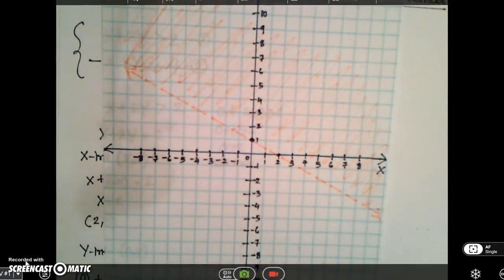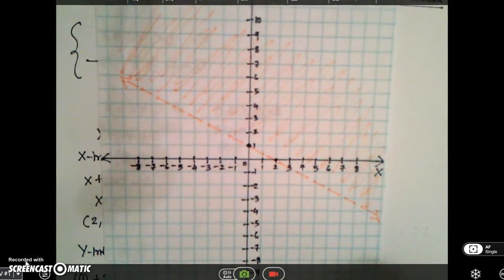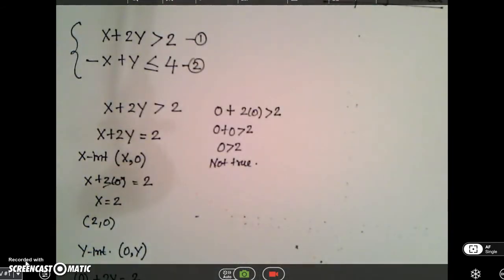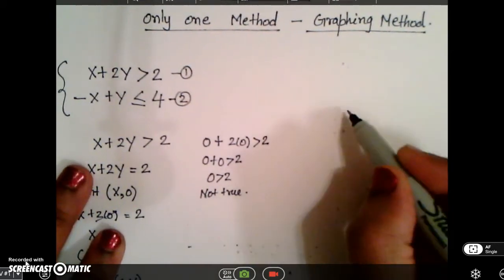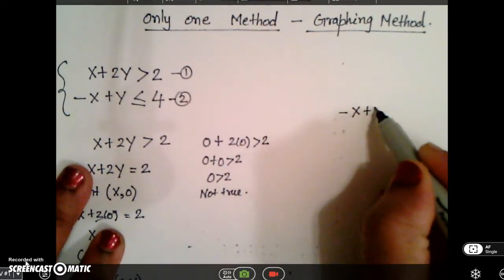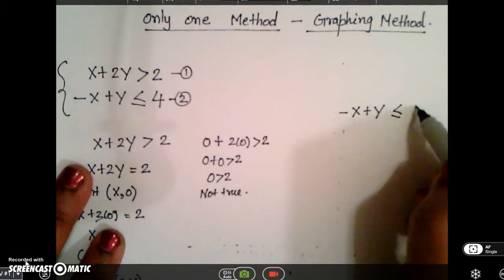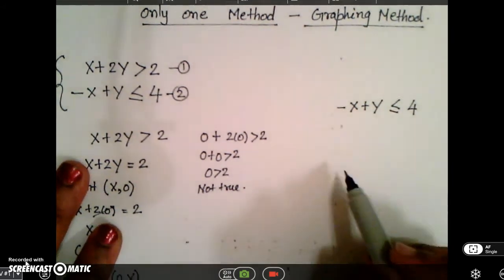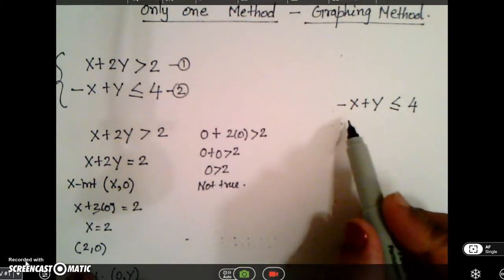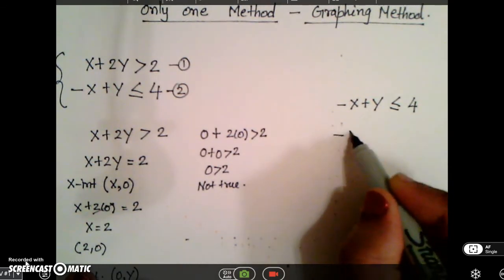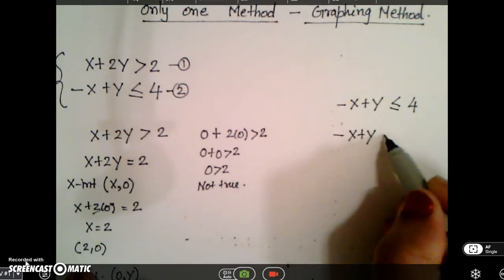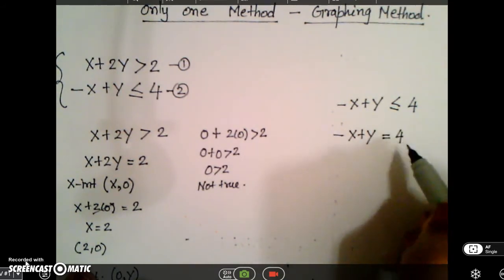All right, so I graphed my first inequality. I got it out of the way. Now let's go to the second inequality. The second inequality is -x + y is less than or equal to 4. Here again, I want to first graph my boundary line for this inequality. So I'm just going to make it into an equation, -x + y = 4.